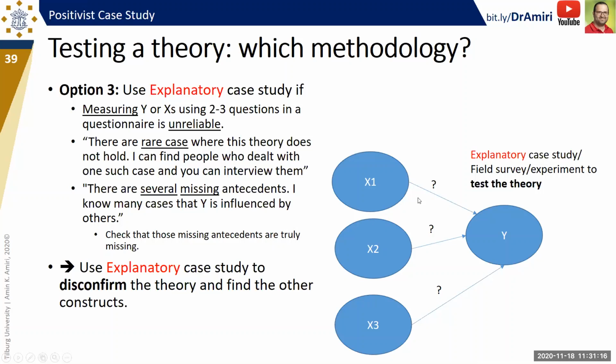Then you have no choice. You can say that, okay, we have a rare case, I can go for an explanatory case study. I cannot measure it very well. I have to dig in and have a lot of interviews to have a good value for Y.